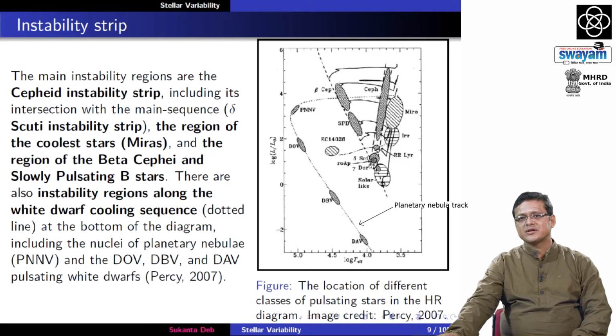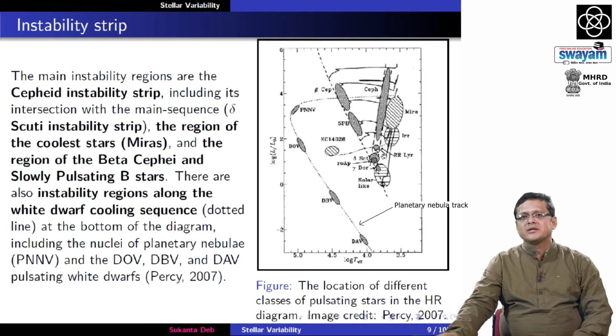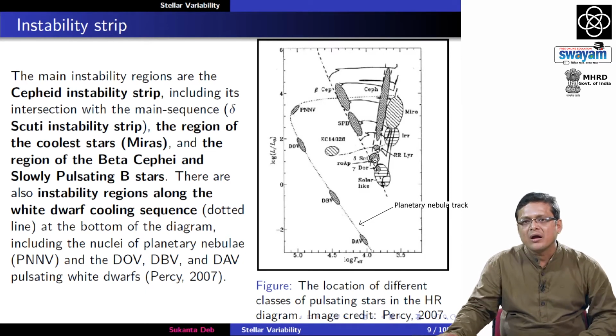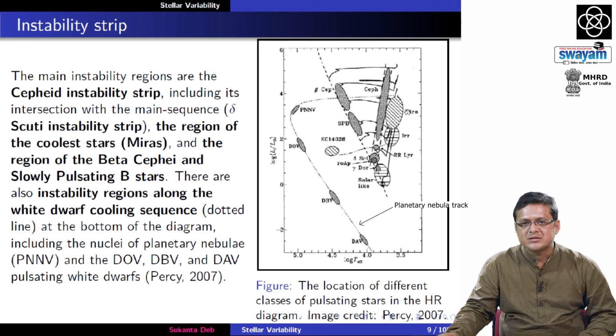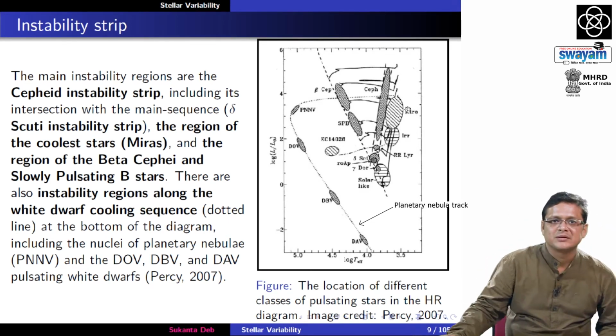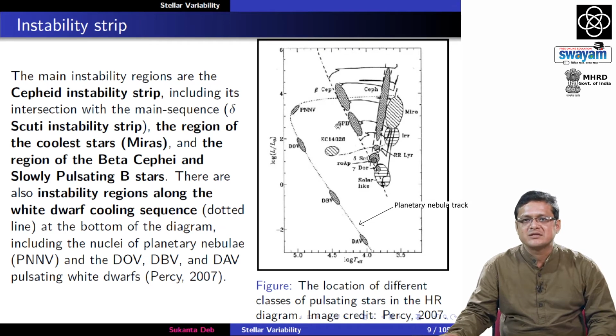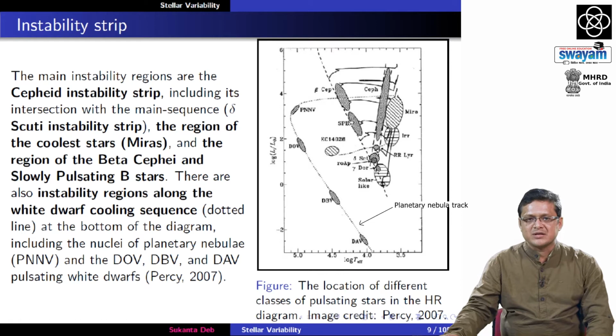This is the intersection with the main sequence. This is the main sequence line, the zero age main sequence line. This region is called the delta Scuti instability strip. The region of the coolest Miras, and the region of beta Cephei and slowly pulsating B stars.